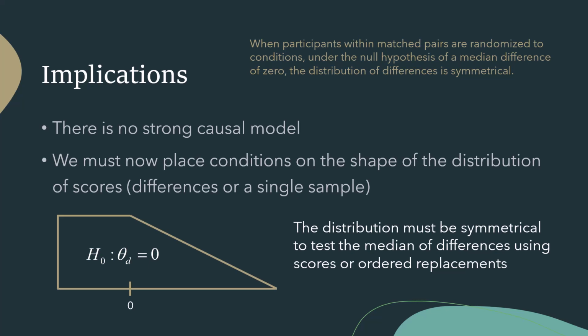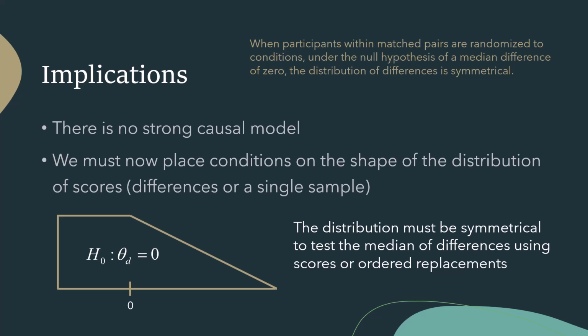In other words, if you randomize, you're going to end up with a symmetrical distribution of difference scores when the null hypothesis is true, and that's when we need symmetry. So I didn't bring it up until now because randomization took care of the symmetry for us. Was symmetry always a condition? Yes, it was. But it was implicit that we would obtain symmetry when we randomized.